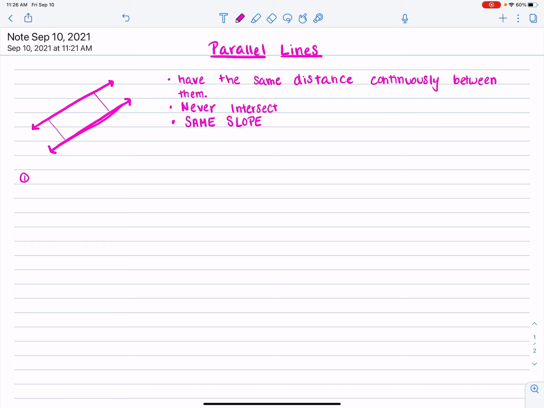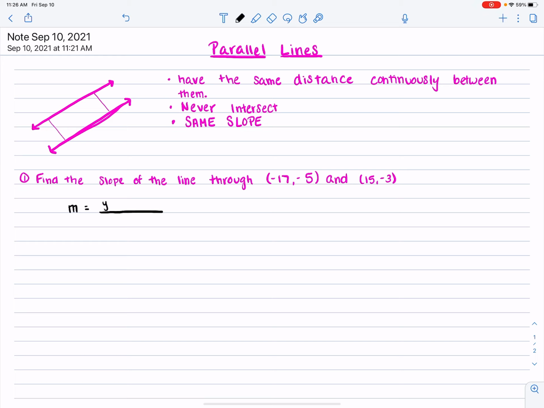example number 1, I want you to find the slope of the line that passes through the points. So find the slope of the line through -17, -5, and 15, -3. Okay, so remember, in order to find the slope, the first thing that you need to do is build your fraction. So I know that m equals a fraction, y2 minus y1 over x2 minus x1.